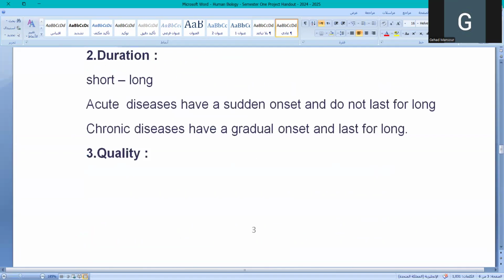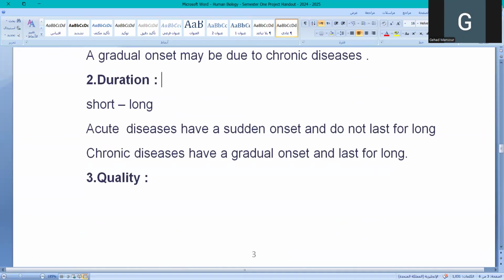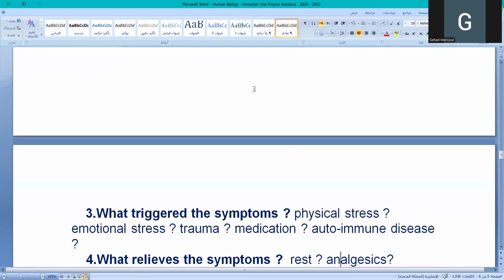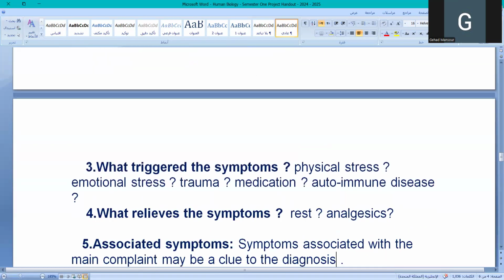Okay. And then we have, after the duration, the quality. Concerning pain, quality is very important. So is it sharp pain, or is it dull, diffusing pain, or is it a colicky pain? Of course, colicky pains are not related to skeletal muscles, but they might be related to smooth muscles or the muscles of the internal organs.